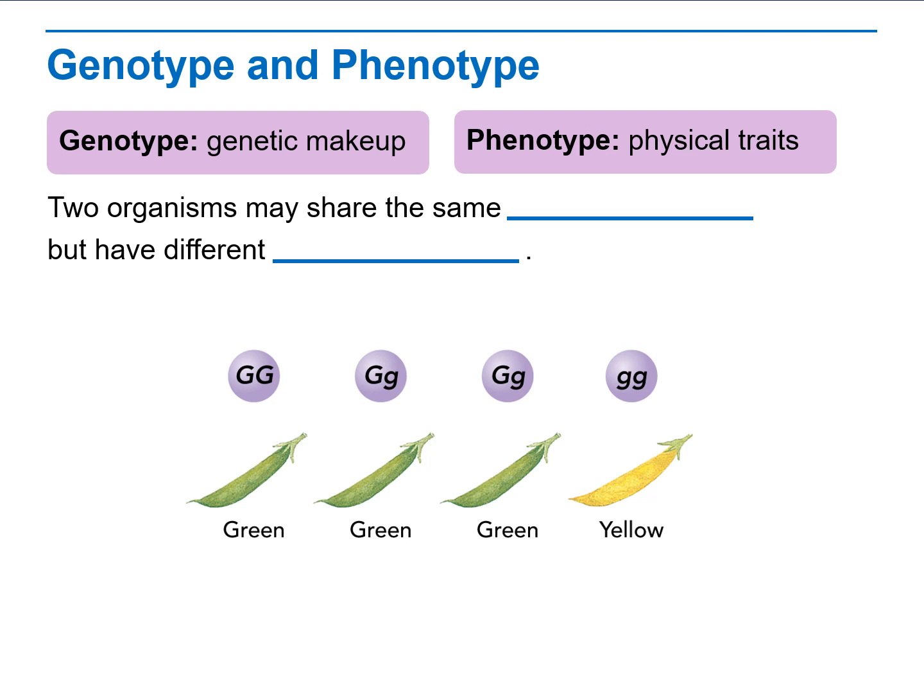So how can we fill in these blanks? Two organisms may share the same phenotype, but have different genotypes. It doesn't work the other way around. If you know the genotype, you know the phenotype. But if you know the phenotype, you don't necessarily know the genotype.